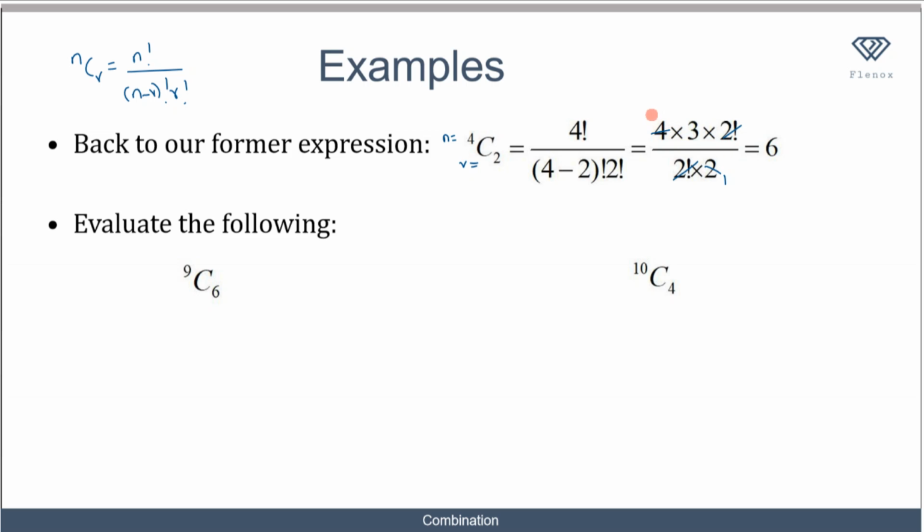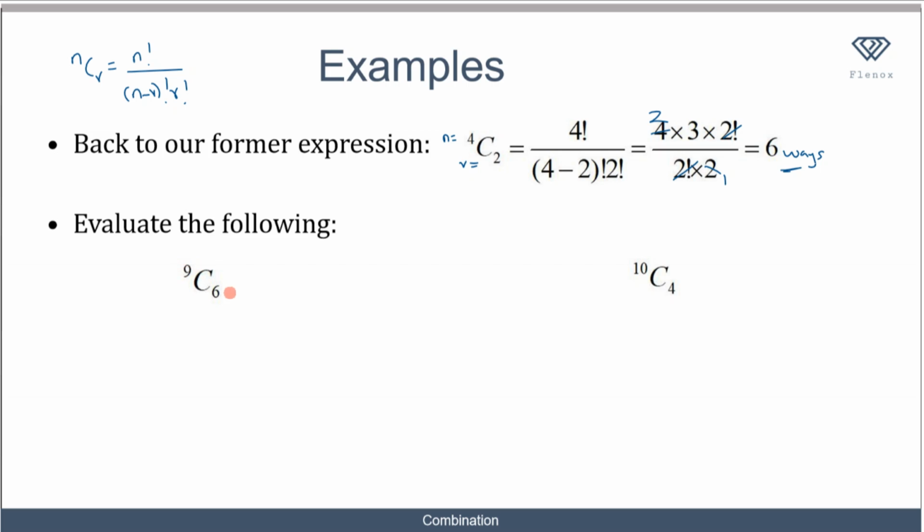2 in 4 goes twice, and I have 3 times 2, which gives me 6. So as we did when we listed that, we have 6 ways in which 2 people can be selected from 4 to form a committee. So let's build on our skill by trying to evaluate the following.